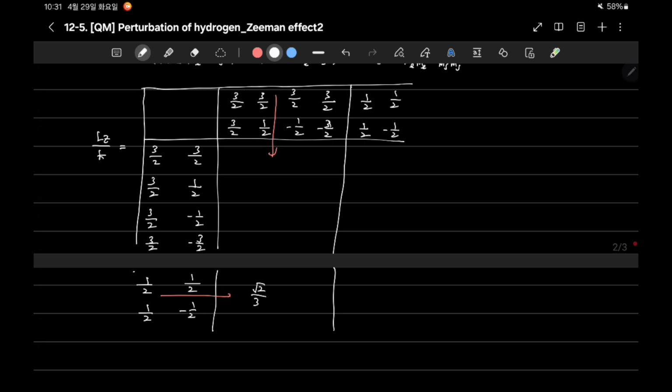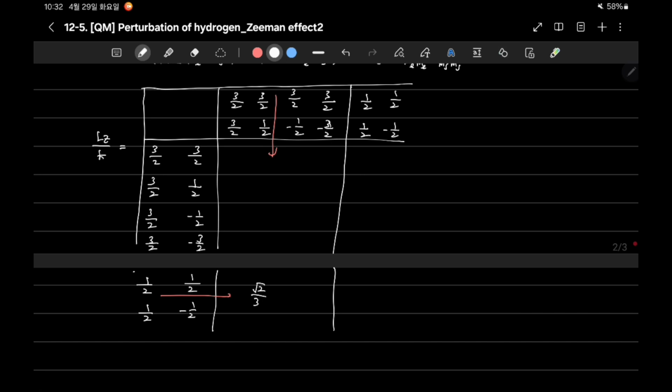And like this, in each table we can calculate. So many calculations are needed, and it takes a very long time. But it is just one example. It is just one example of these two bases.